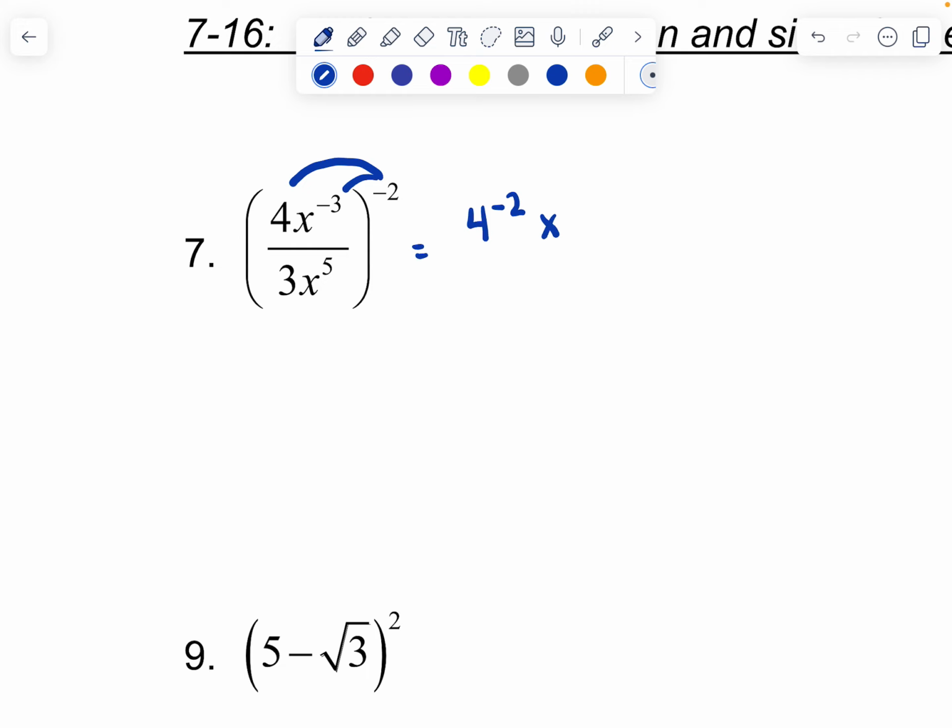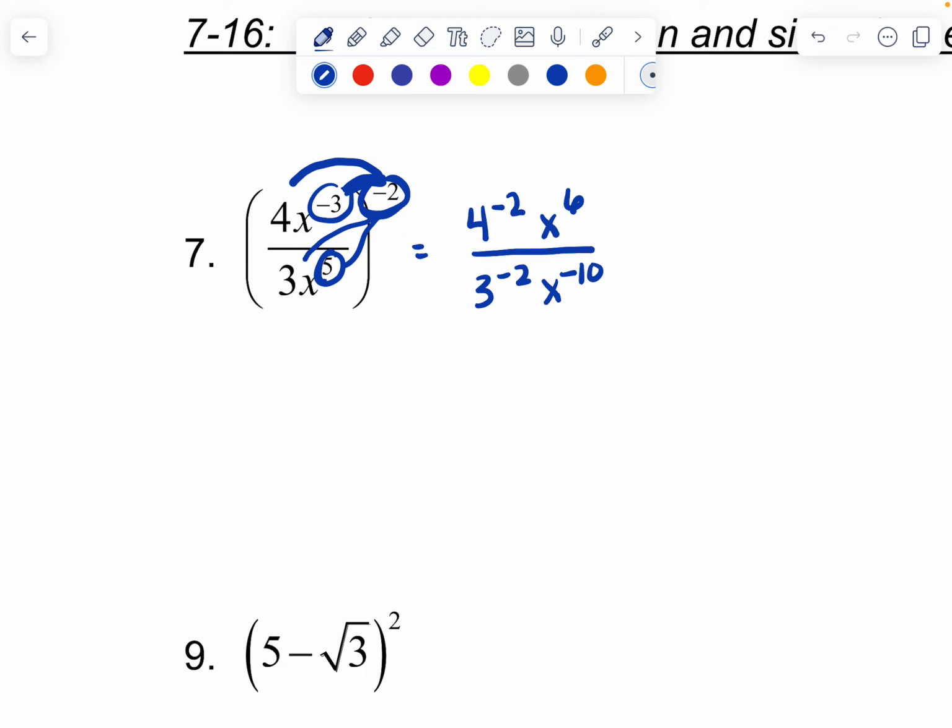And then x to the, now look, if you have a power raised to another power, you're going to be multiplying these two numbers. So negative 3 times negative 2 is a positive 6. And then all over, raise all of these guys to the negative 2. So you're going to get 3 to the negative 2. And then again, you have a power to another power. That means multiply. 5 times negative 2 is negative 10.